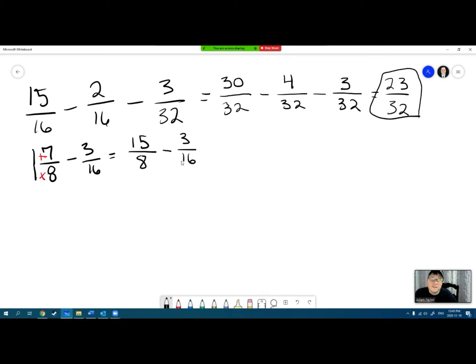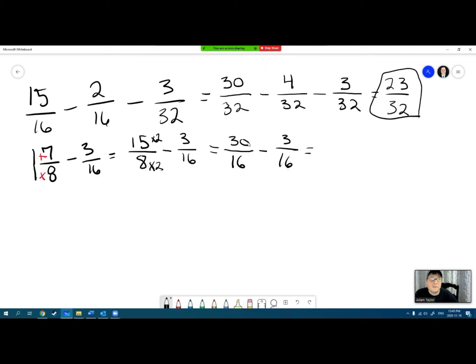Okay, once we've done this, now we need to find a common denominator. So 8 will go into 16, 16 will go into itself, so 8 times 2 is 16, so therefore 15 times 2, right? So 8 times 2 is 16, 15 times 2 is 30, minus 3/16.